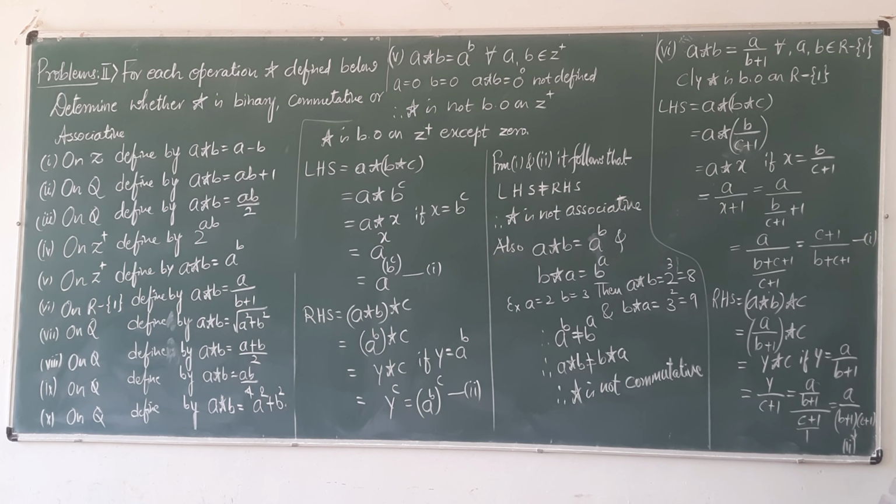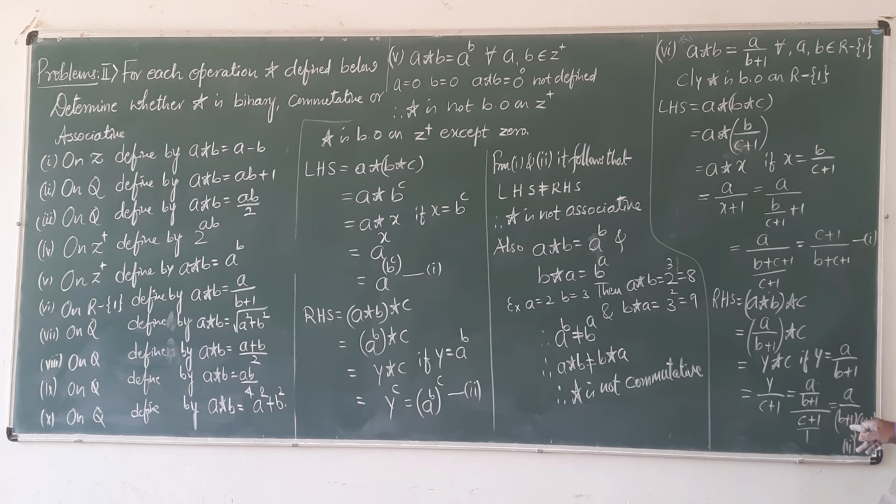Verify, are they equal? Here it is C plus 1 by B plus C plus 1. Here it is A by B plus 1 into C plus 1. That equals Y by C plus 1, where Y is A by B plus 1. Divided by C plus 1, is it equal to C plus 1? Not equal. Therefore, from equation 1 and 2, take one counterexample.